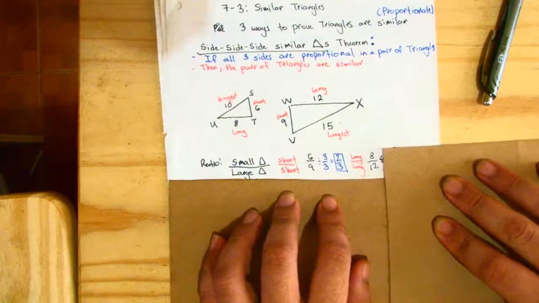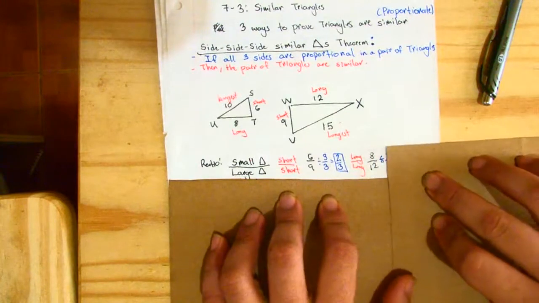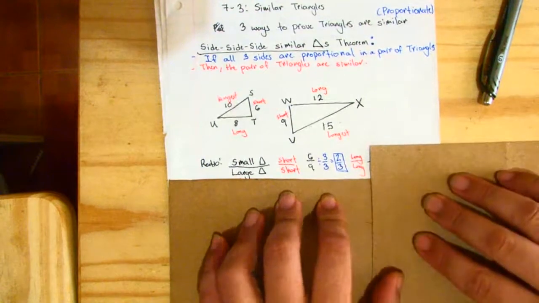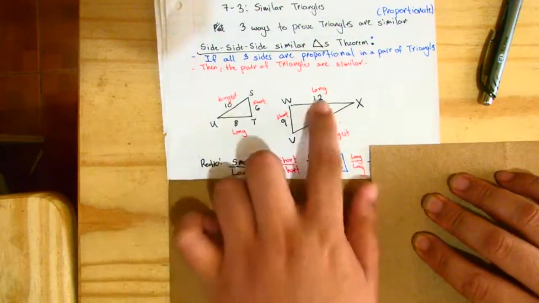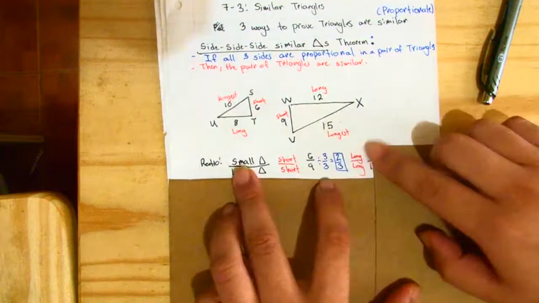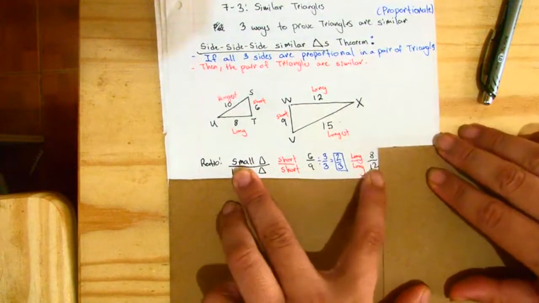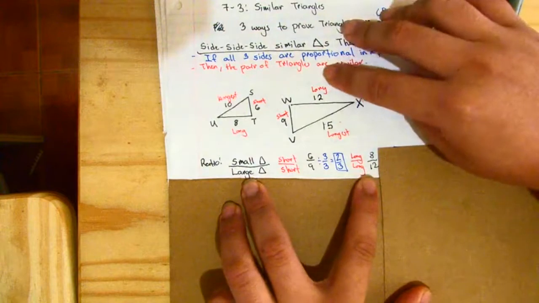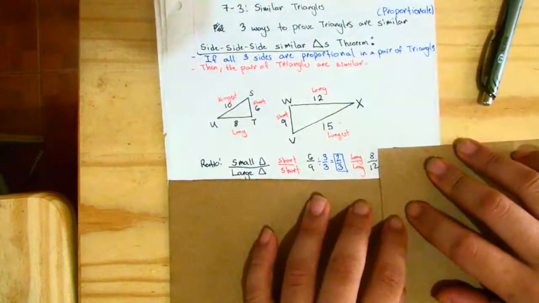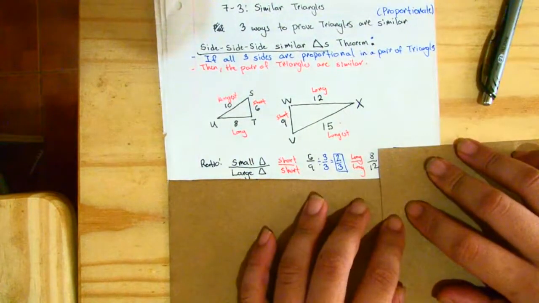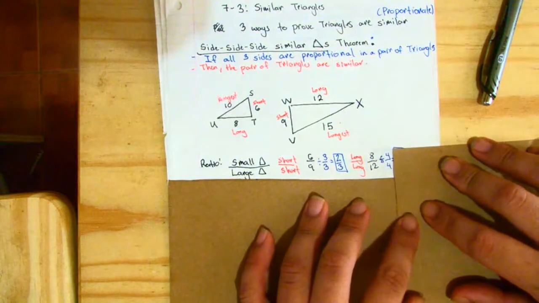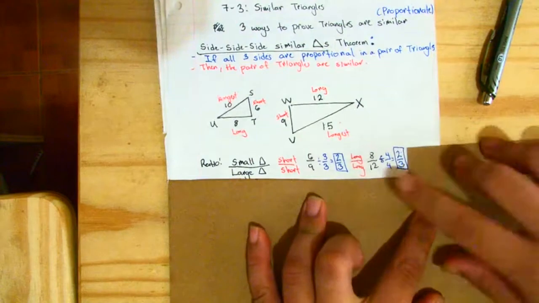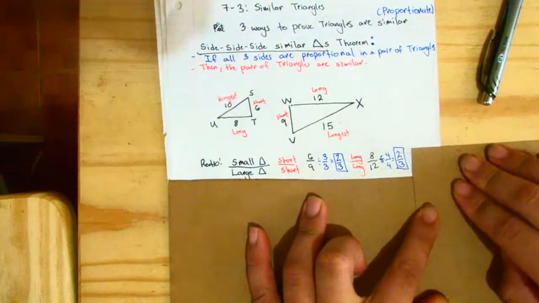The next one we compare is the long side, which is 8 and 12. The long side of the small triangle is 8, and the long side of the large triangle is 12. I can divide 8 and 12 by 2, but it'll take longer to simplify, so I decided to divide by 4. 8 divided by 4 is 2, and 12 divided by 4 is 3.